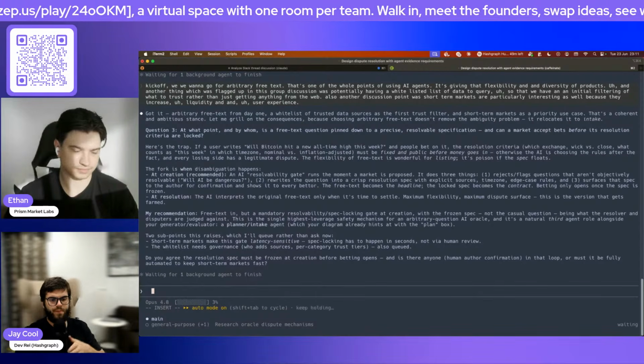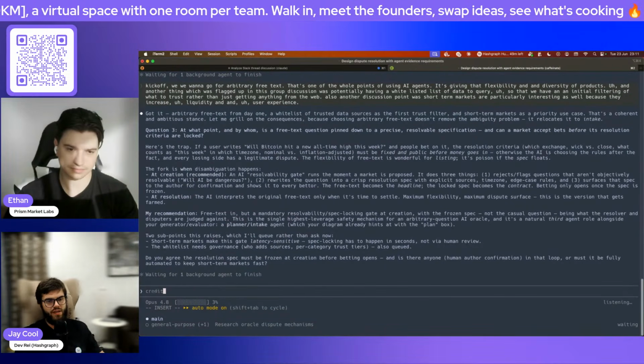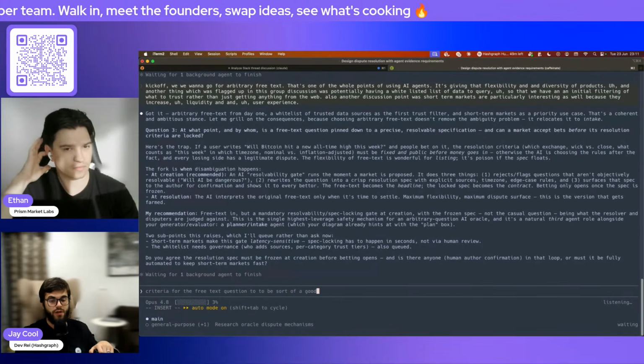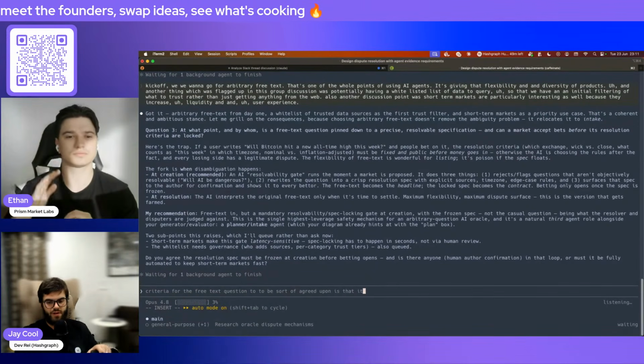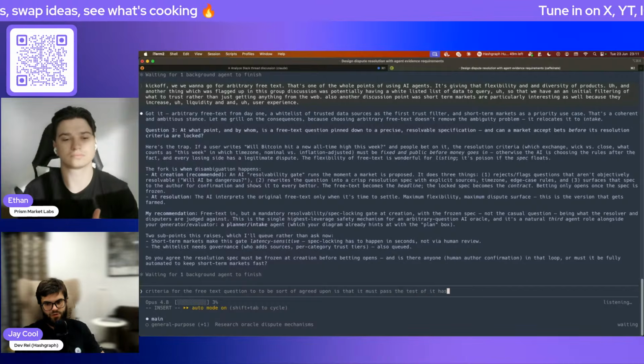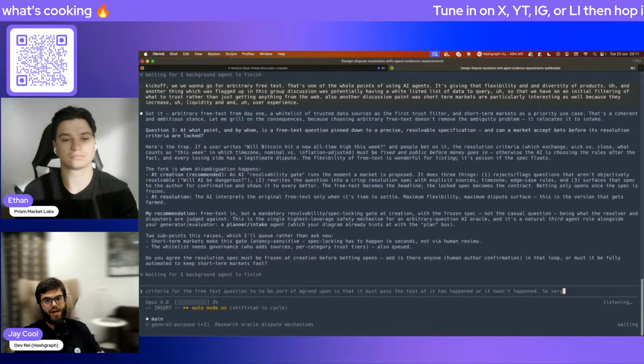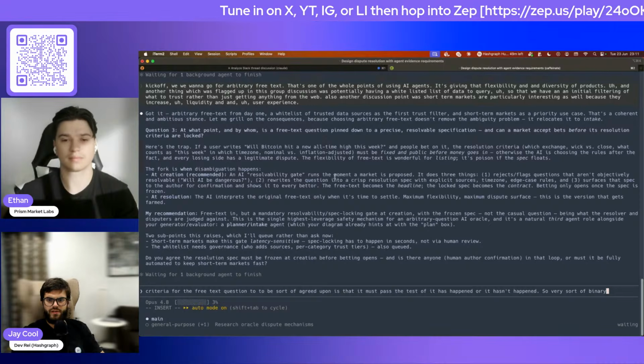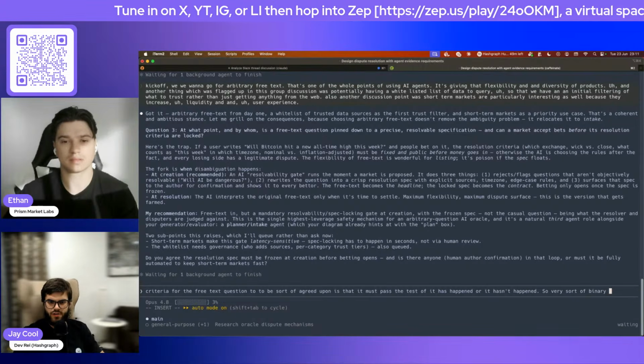So the criteria for the free text question to be sort of agreed upon is that it must pass the test of it has happened or it hasn't happened. So very sort of binary. And then we've got over here the creation result. Yeah, no, so I think that's pretty much it.